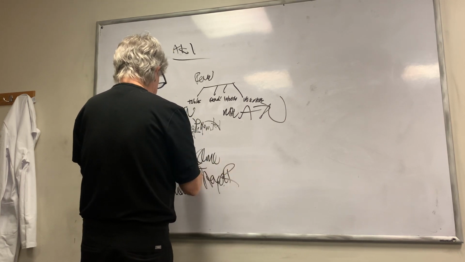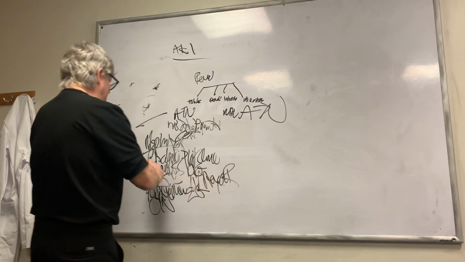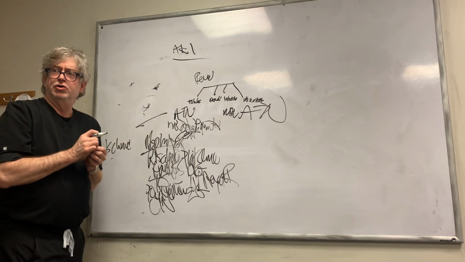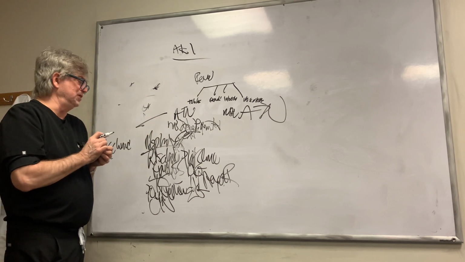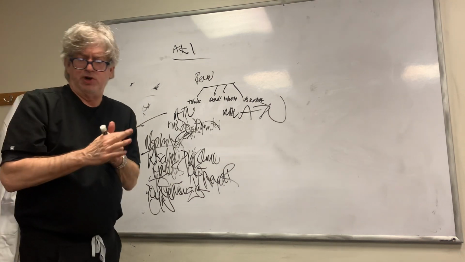But there's some ethylene glycol. All right, you're not going to see that a lot, but you have to think about that. There's some type of toxin doing this. This is ATN, okay? Now, what about glomerulonephritis?